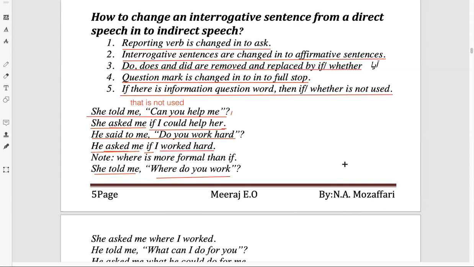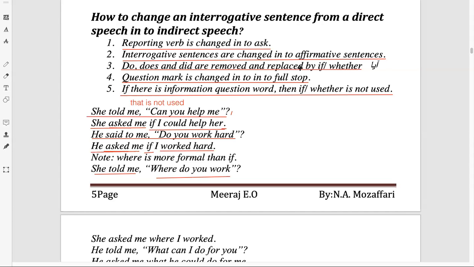Why do we remove do, does, and did? Usually do, does, and did are used to make our sentence interrogative or negative. Because we already have an interrogative sentence, we use do, does, and did there. But we said that interrogative sentences are changed to affirmative sentences. In the affirmative form of simple present tense and simple past tense, we are not going to use do, does, did, or a helping verb. Because of that, we just remove do, does, and did from our sentences.